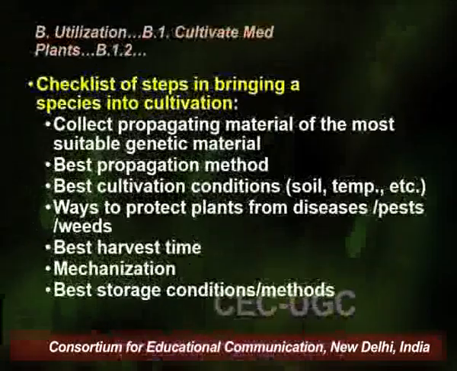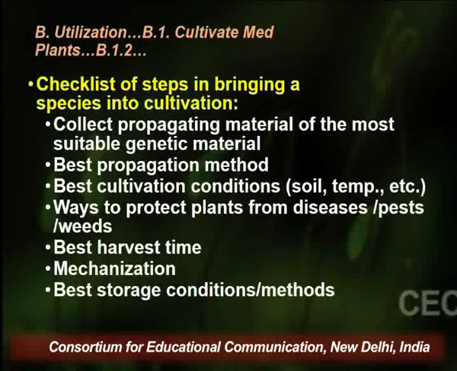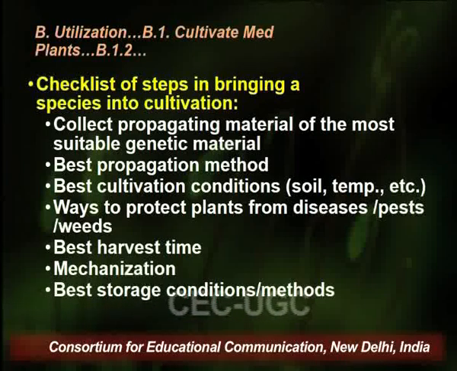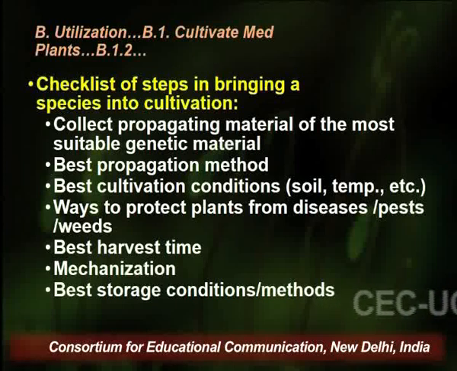Then we move on to the checklist of the steps in bringing a species into cultivation. So what are the requirements to bring a species under the cultivation program? As we discussed, there are species which are not under cultivation, but they are required for their medicinal value. So one has to take into account all these factors if they want to bring that species under cultivation. So the first one is the correct propagating material, of the most suitable genetic material. One should collect, gather, and obtain the correct, appropriate propagating material.